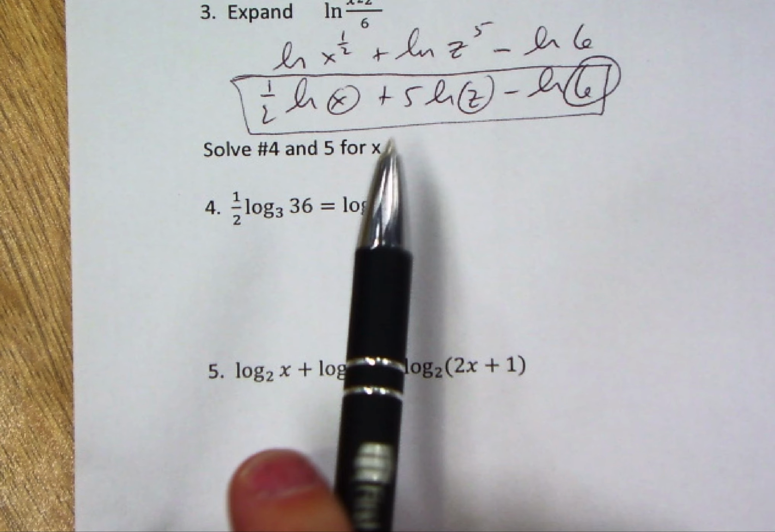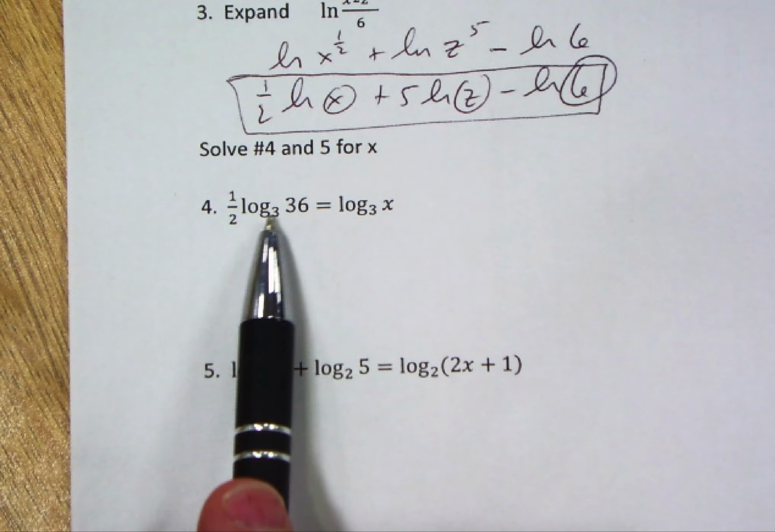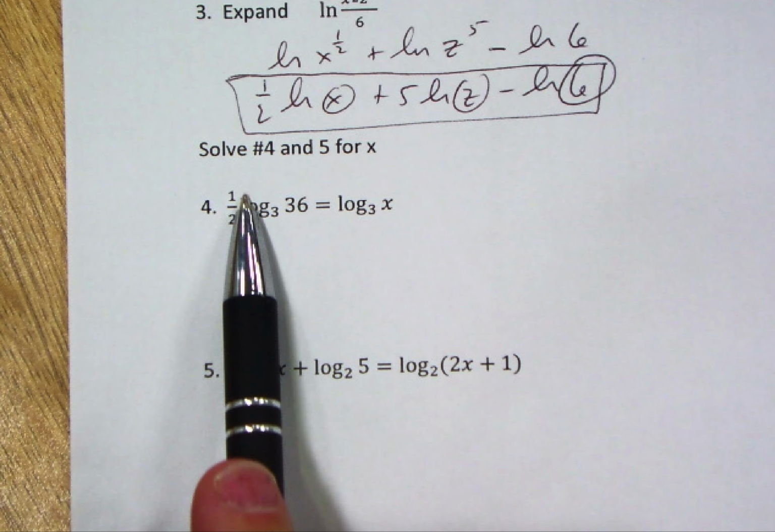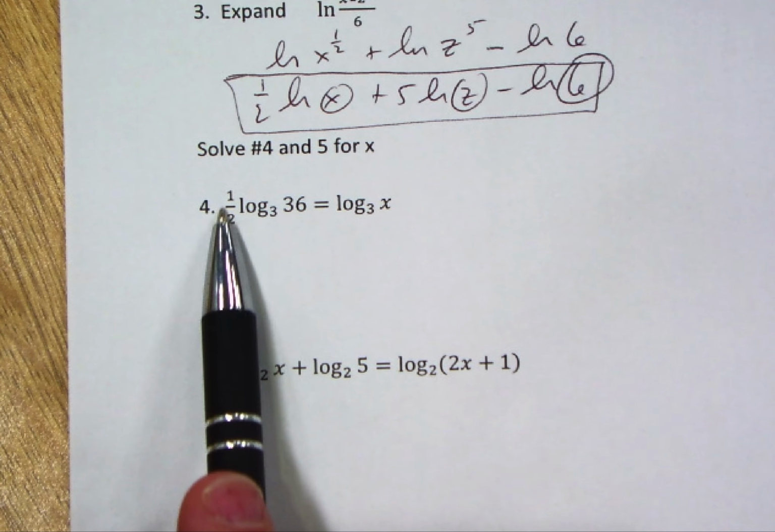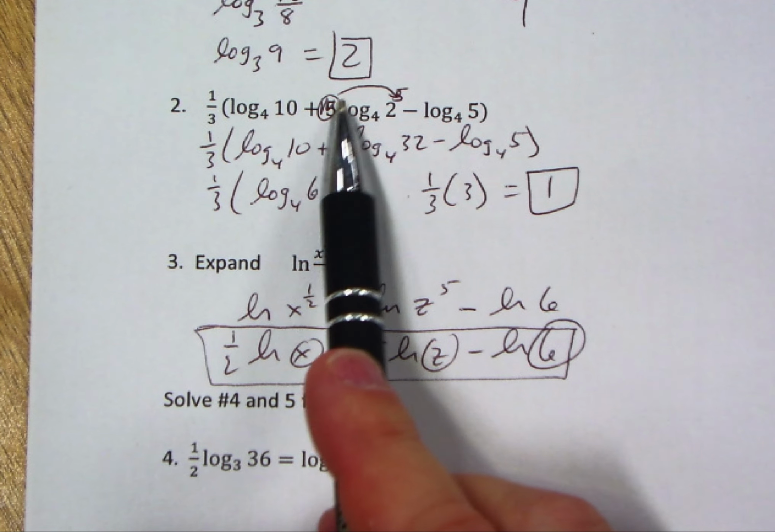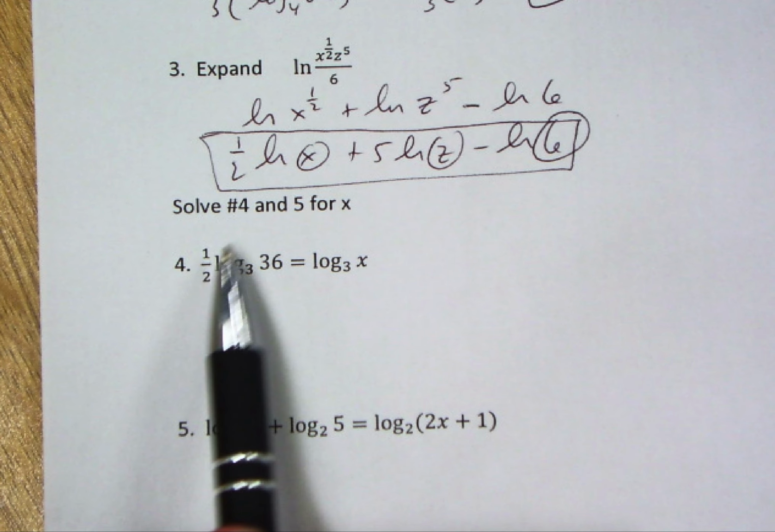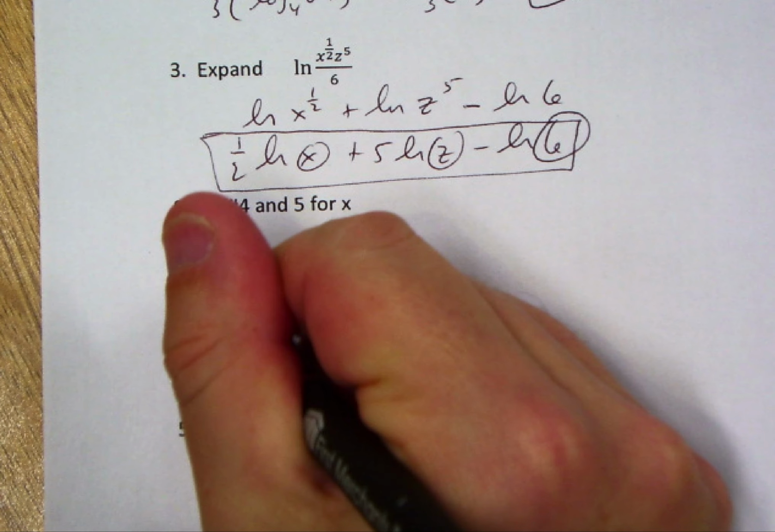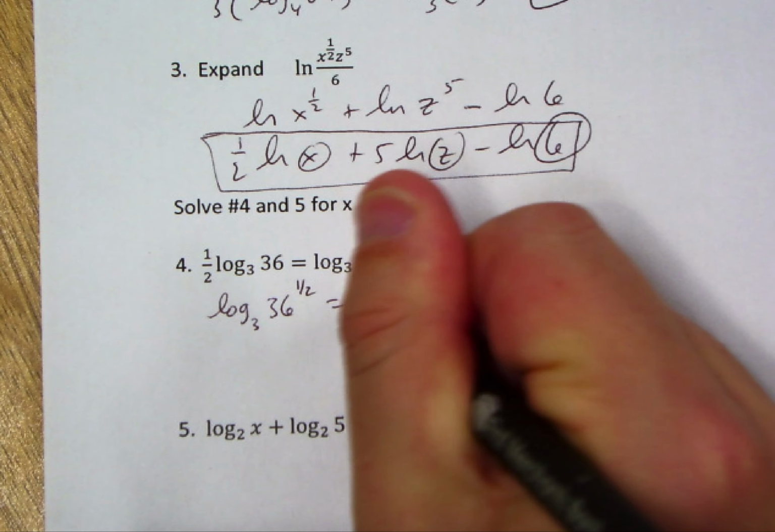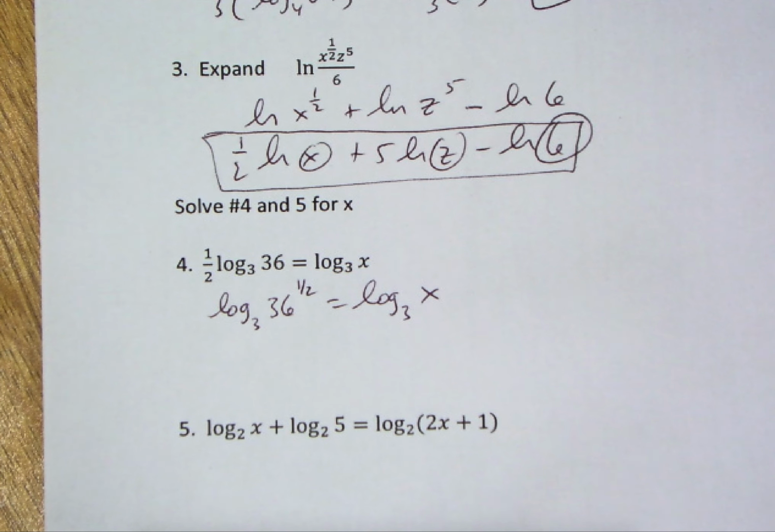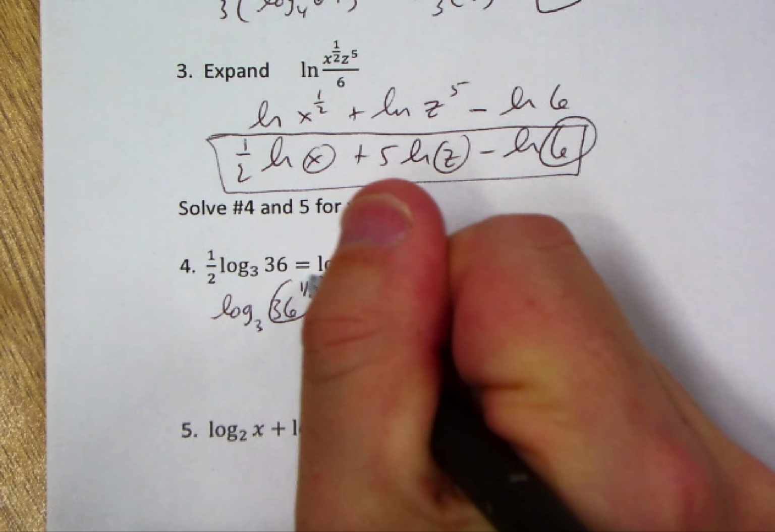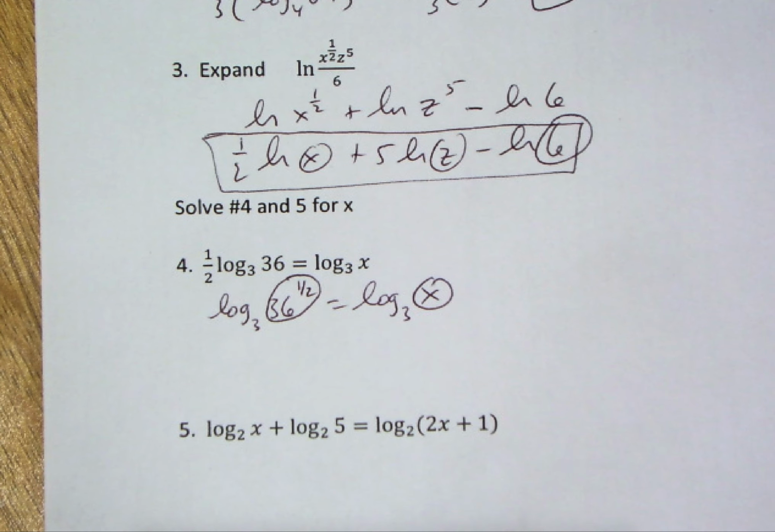So we've done problems where if you have the same log base on both sides, you just set the arguments equal to each other. The problem on this one, we have this 1/2 in front of this log right here. So just like going back to example 2, when we had that number in front of the log, we're going to put this 1/2 up as a power. So I'm going to write this as log base 3 of 36 to the 1/2 power. Now that I have the same log base on both sides, I know that 36 to the 1/2 and x have to be equal to each other.